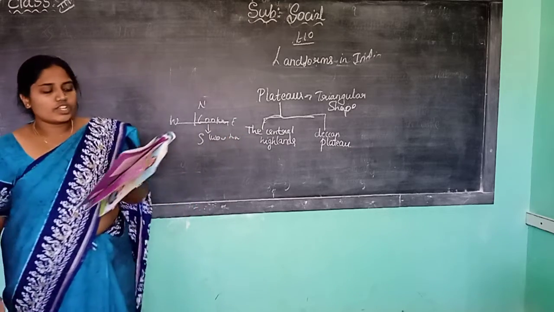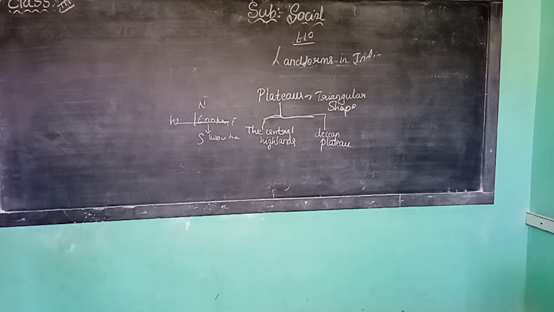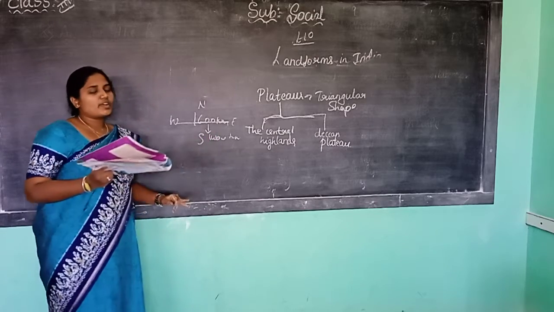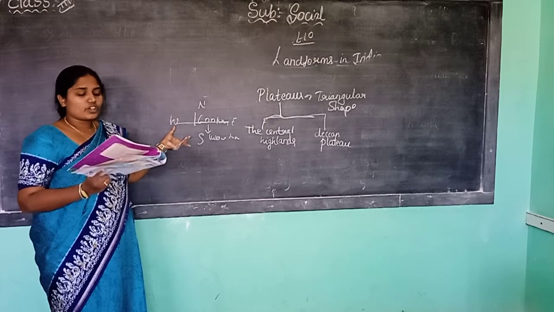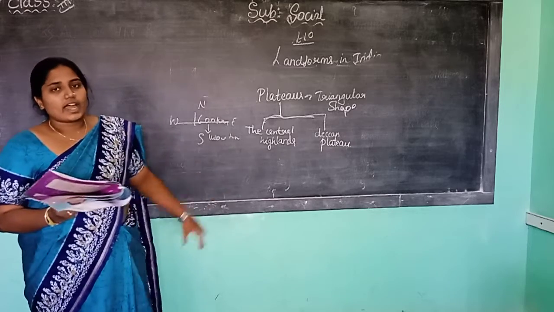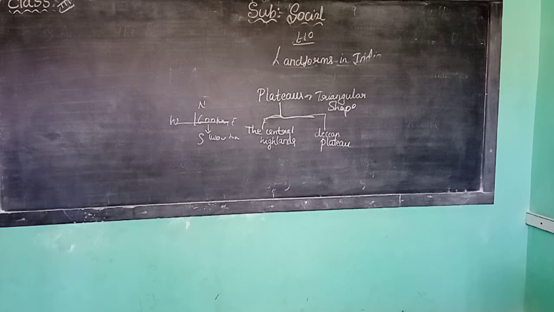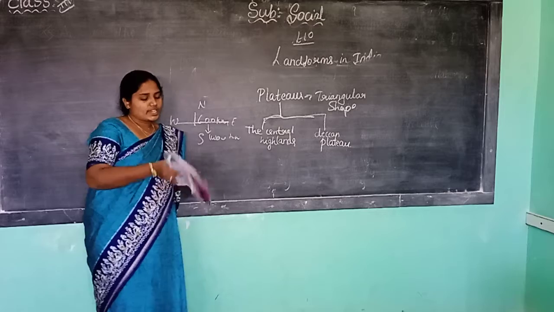The southern plateaus are surrounded by hill ranges. So the southern plateaus are covered by hills, which are the Aravalli hills in the northwest and the Rajmahal hills in the northeast. The Eastern Ghats and the Western Ghats are towards the east and west respectively.